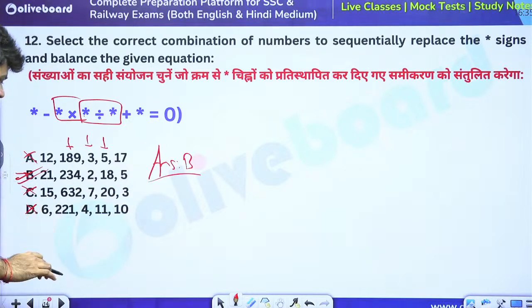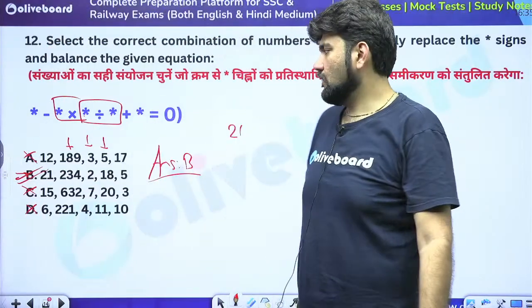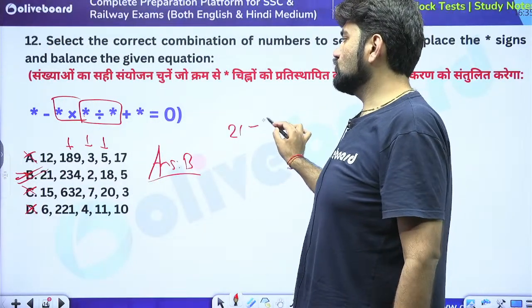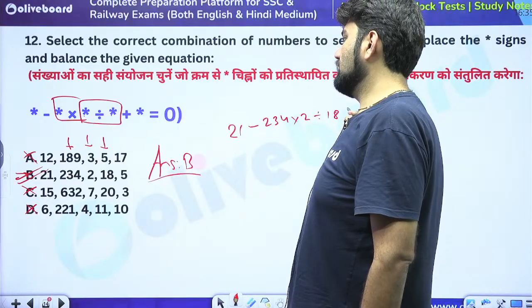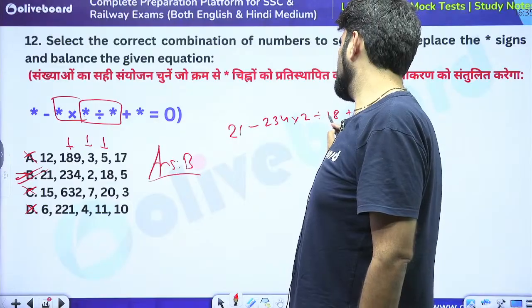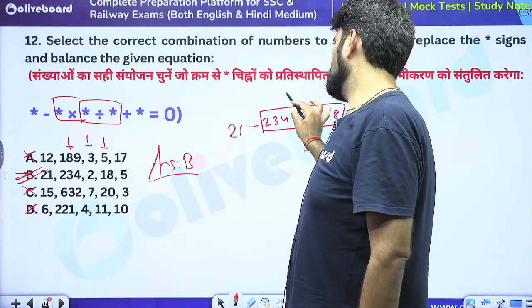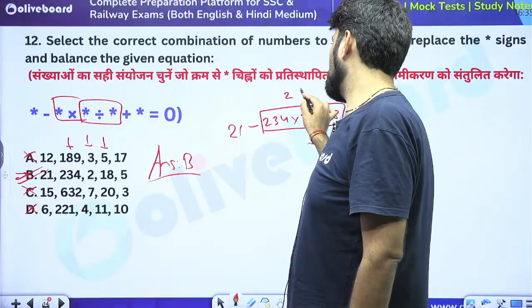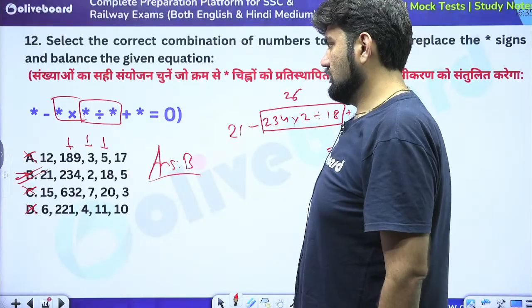But for the sake of it, if I say this is 21. 21 minus 234 into 2 divided by 18 plus 5, right? This should be 0. So, 2 divided by 18 is 1 by 9 and 9 cancels with 234. 21 plus 5 is 26, minus 26 is 0. Correct? Next.